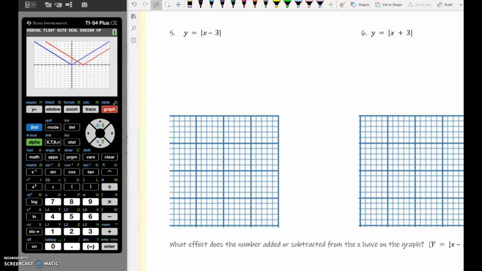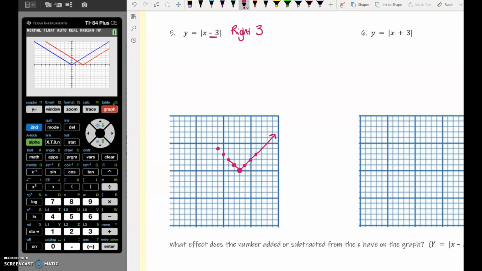It moved right 3. So this minus 3 moved the graph right 3. Is that kind of weird that minus moved the graph to the right? Yeah, that's kind of weird. So we're going to start at 3 on the x-axis. That's where that vertex is. And then it's a slope of 1. There's not a number in front of the absolute value bars, so this is just a normal slope of 1.